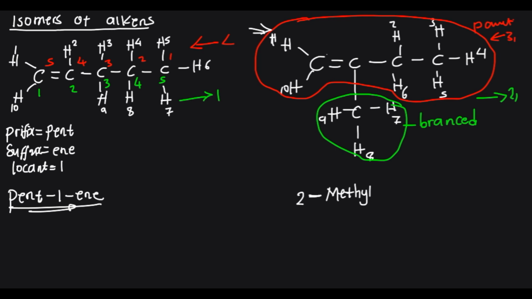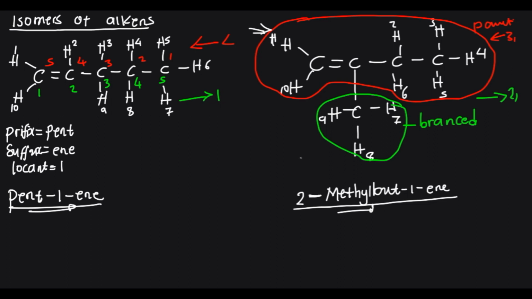Under the parent, we'll consider the location of the double bond. From the parent side, we have 1, 2, 3, 4, so we only have 4 carbons. So we add but. Then the location of the double bond: if we number it from the left, we have 1, 2, 3, 4, and it is on carbon number 1. So we just say but-1-ene. So this is the name of this particular compound.